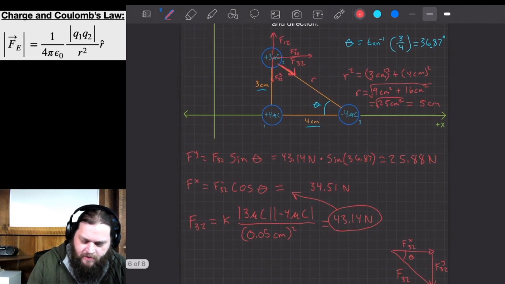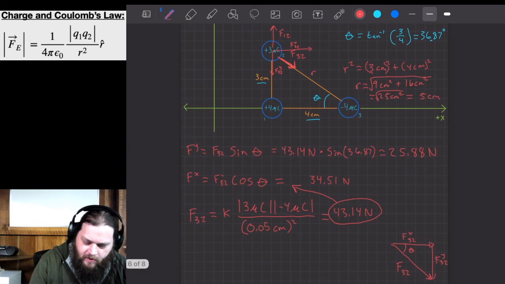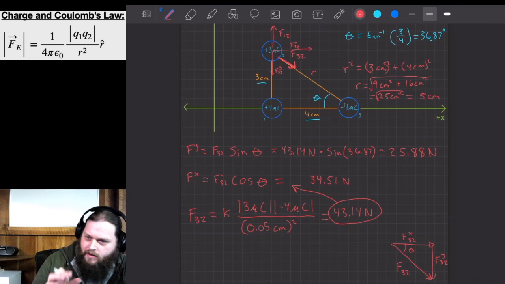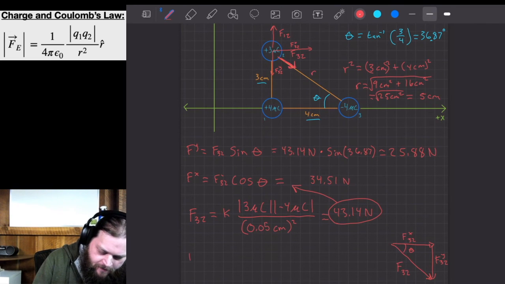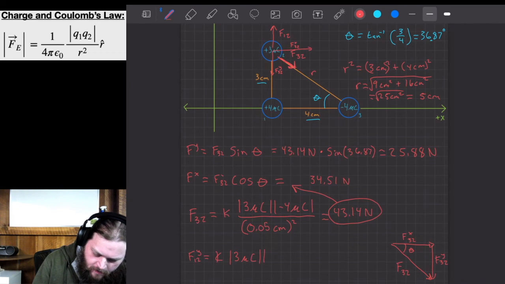So we're almost done with this. All we have to do now is find this force from 1 to 2, which doesn't require a lot of trigonometry because it's only in that y component. So the F from 1 to 2 in the y is still going to equal K times 3 microcoulombs times 4 microcoulombs, divided by the distance, which is just going to be 0.03 meters squared.